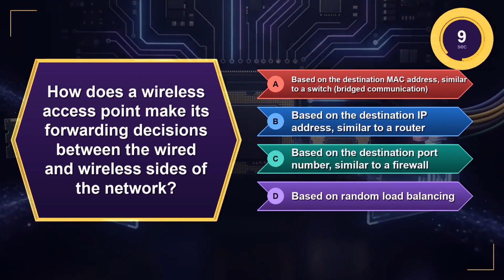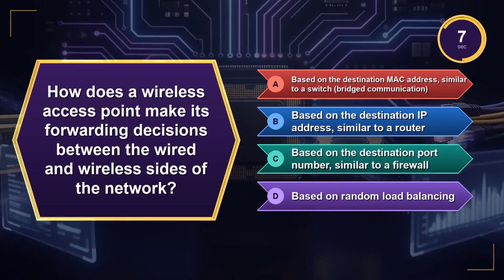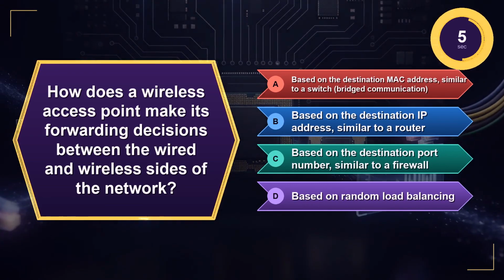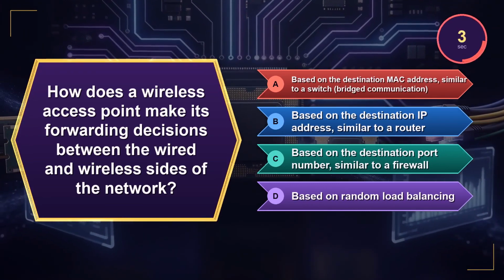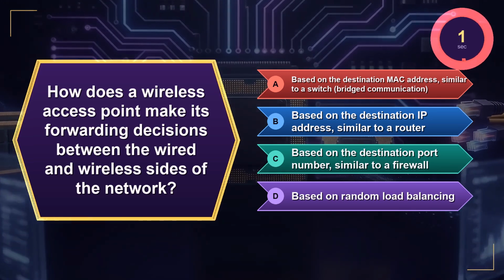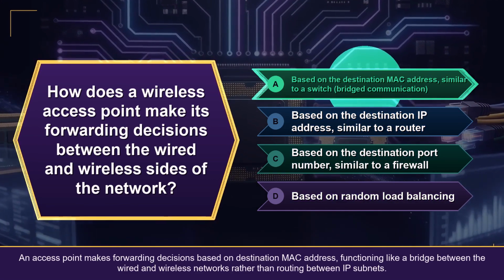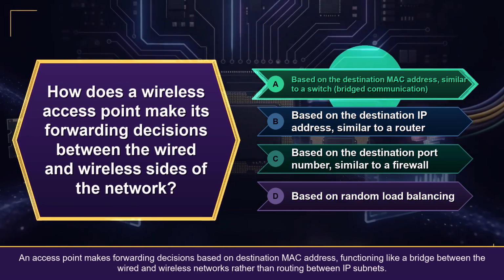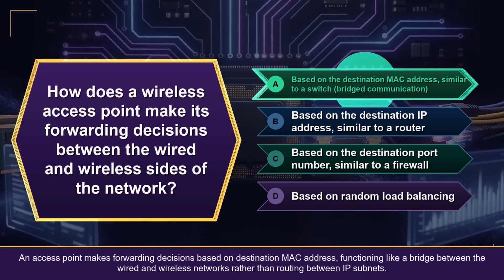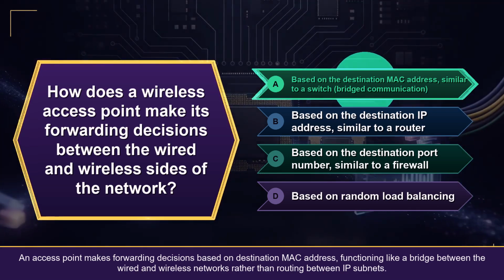How does a wireless access point make its forwarding decisions between the wired and wireless sides of the network? An access point makes forwarding decisions based on destination MAC address, functioning like a bridge between the wired and wireless networks rather than routing between IP subnets.